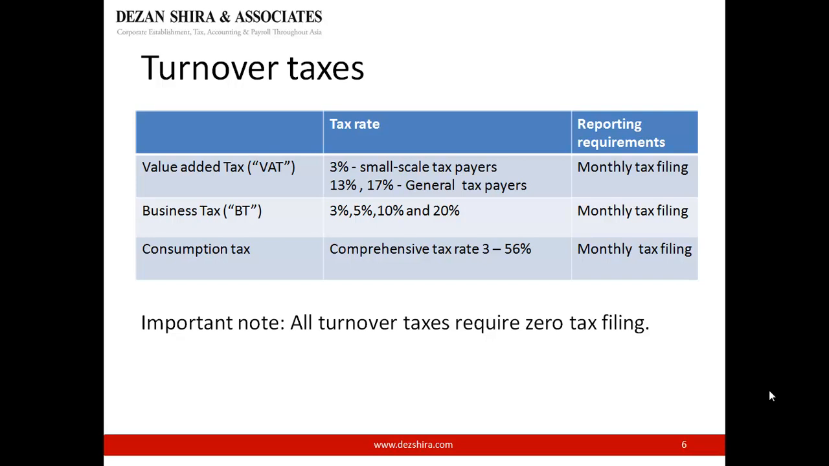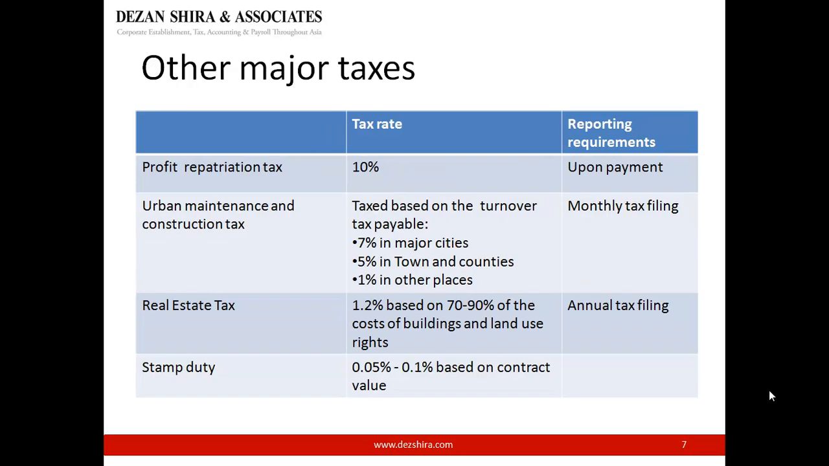All the turnover taxes are required to be reported every month. The special notice, the important thing you should know, is that even if you have zero tax, you should report every month. In the China tax system, there is a zero tax filing concept. So make sure you report your tax every month, no matter whether there is a figure on the tax report. Besides these turnover taxes, you will find there are many other taxes in the China tax system.